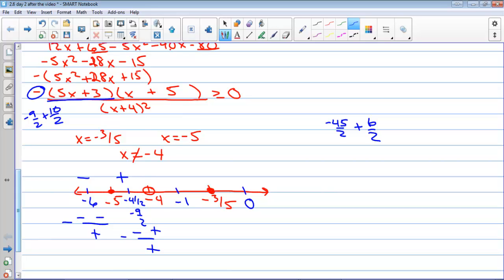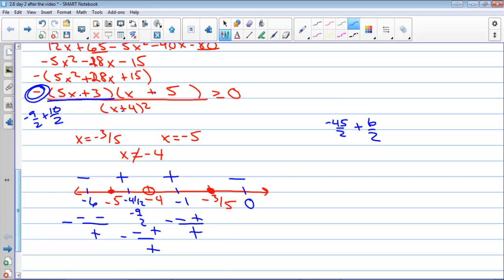Negative 1, we get negative 5 plus 3, that's negative. Negative 1 plus 5, that's positive over a positive. But the extra negative out there makes everybody positive. With the 0, we got positive, positive, positive, but that negative makes everything negative.